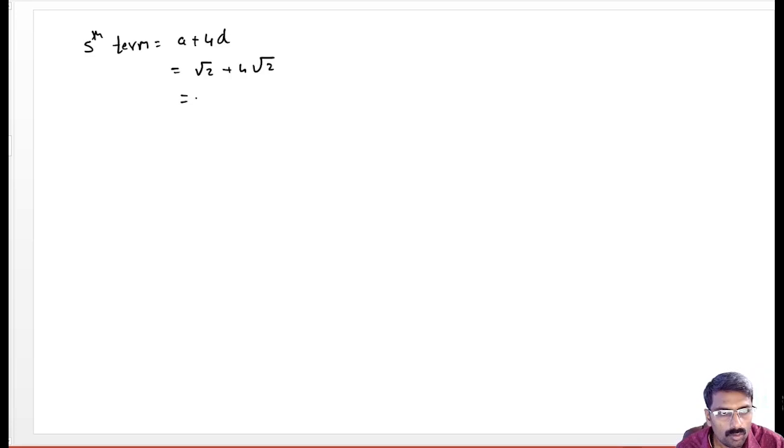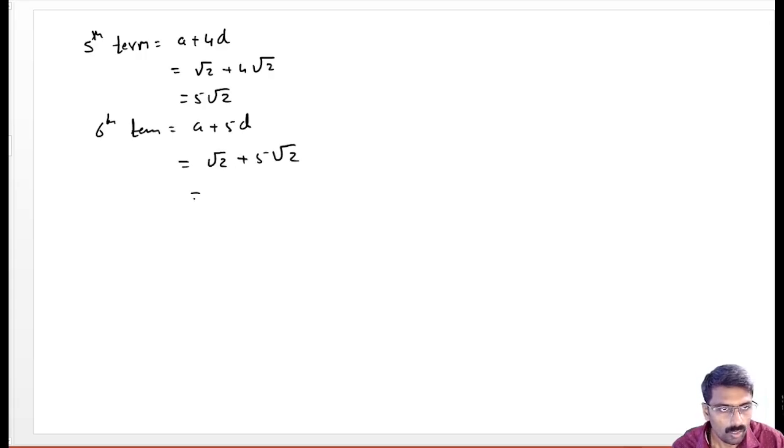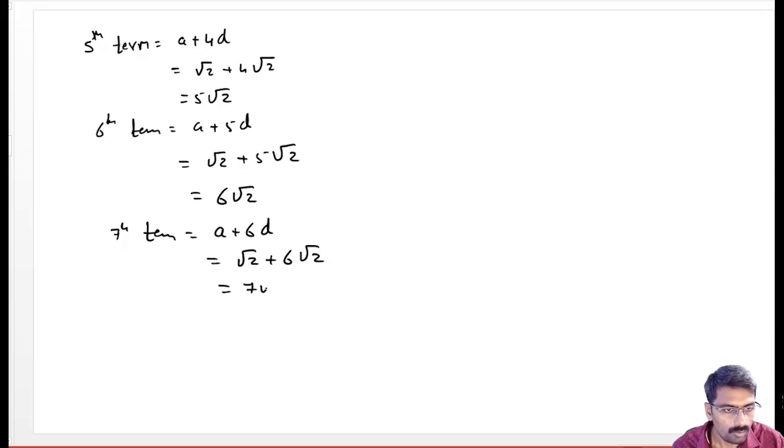So that is equals to 5 root 2. And sixth term, a plus 5 times d, which is equals to root 2 plus 5 times root 2, which is equals to 6 times root 2. And seventh term will be also equal to a plus 6 times d, that is equals to root 2 plus 6 times root 2, which would be equals to 7 root 2.